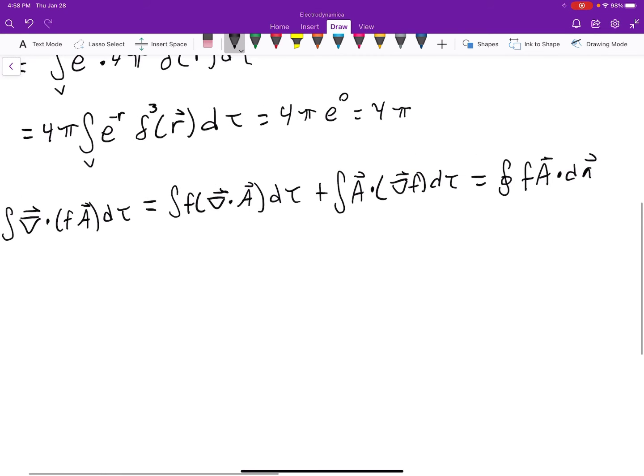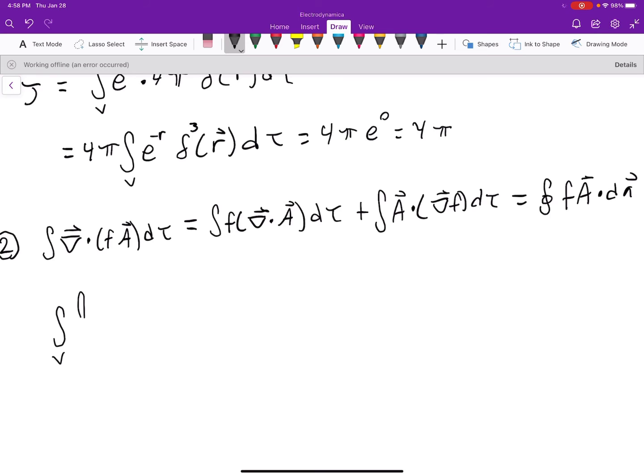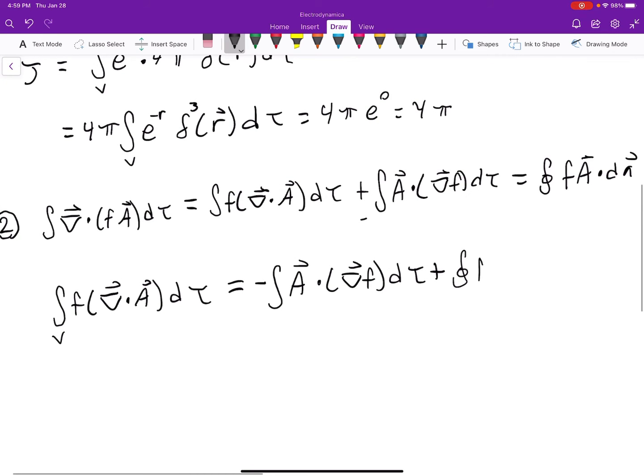And just rewriting it here. The integral over volume of F divergence of A d tau is, if I move that over, I'll have my negative. All right, so just moving this guy over. A dot grad f d tau plus, we're still going to have our closed surface integral, F A dot dA. Okay.